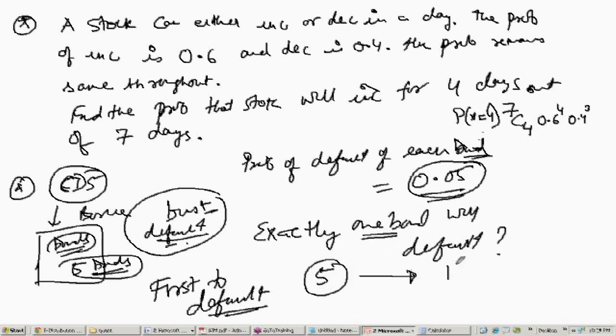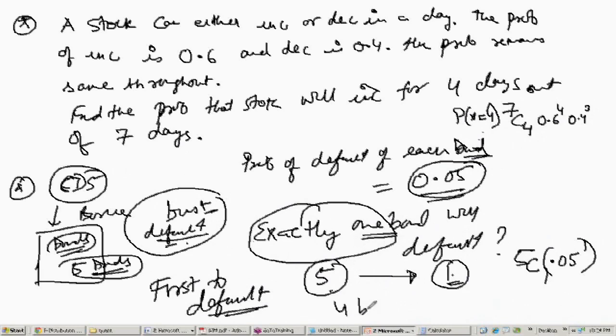So exactly one bond will default. What is the probability? Here you have 5 bonds, right? Out of these 5 bonds, one bond will be defaulting. So can I say that out of these 5, any bond can default? So I have to select any one. What is the probability of that bond defaulting? 0.05. So you have 0.05 to the power 1, right? The bond which is defaulting has this probability.